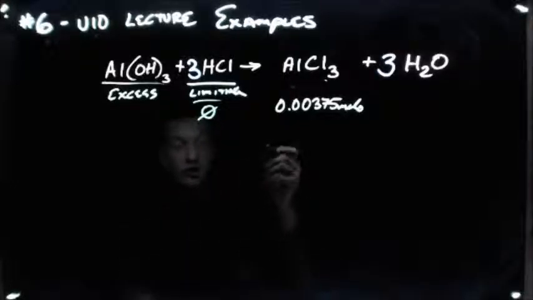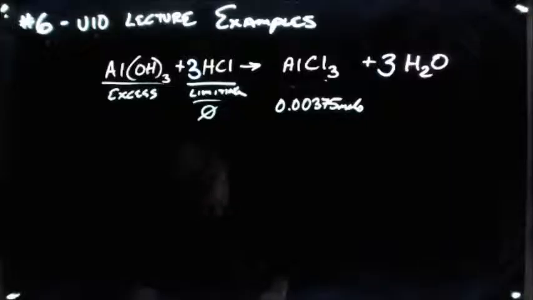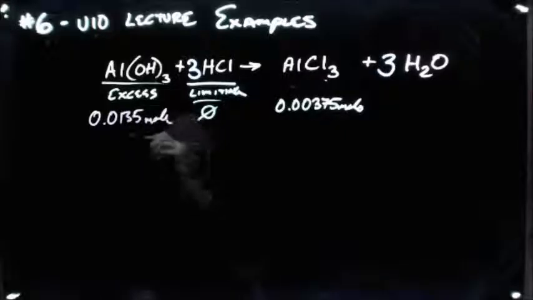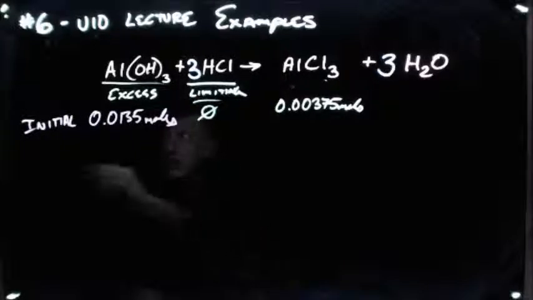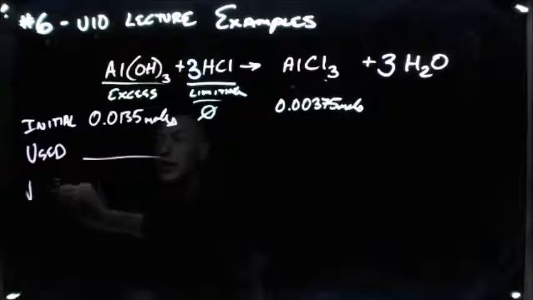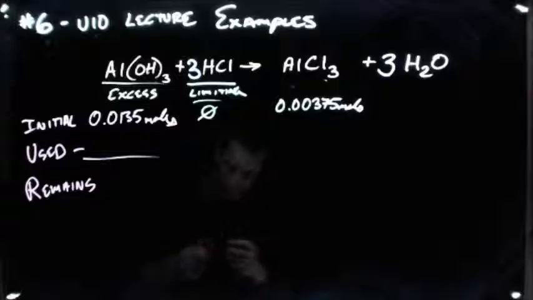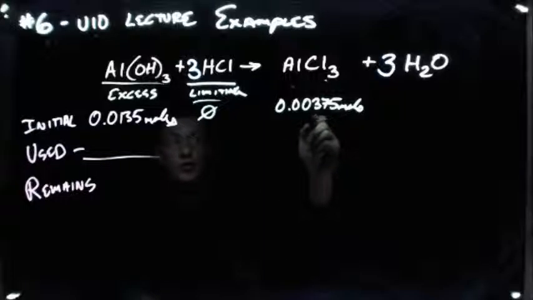So to do this, we need to figure out, originally we had a particular amount of moles. So to start, we had 0.0135 moles of aluminum hydroxide. We will have used some amount of aluminum hydroxide, and the difference between those two is how much remains at the end of the process. And how do we find how many moles of aluminum hydroxide we used? We do a stoichiometry problem backwards.